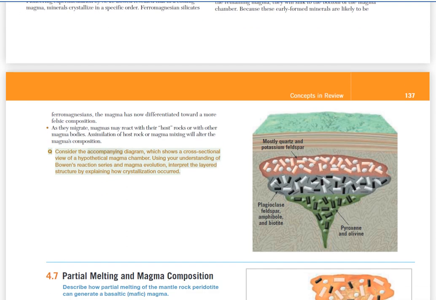Q. Consider the accompanying diagram, which shows a cross-sectional view of a hypothetical magma chamber. Using your understanding of Bowen's reaction series and magma evolution, interpret the layered structure by explaining how crystallization occurred.